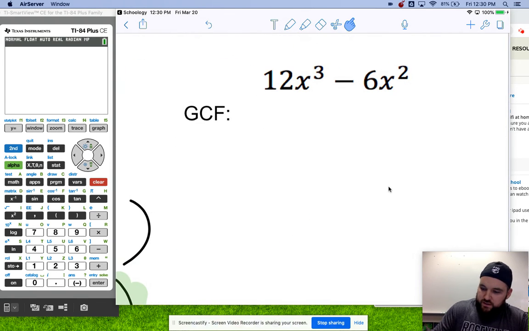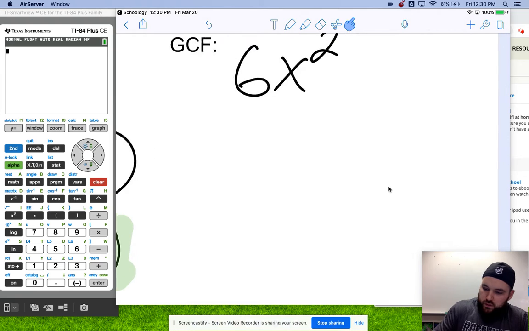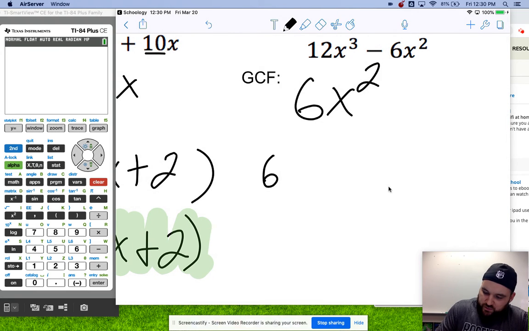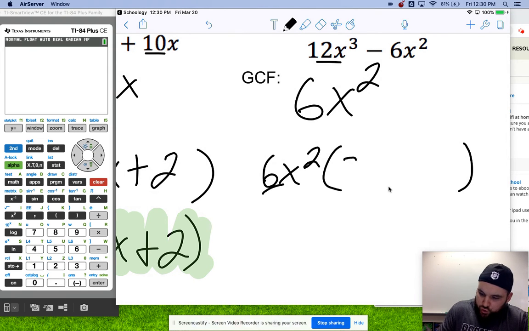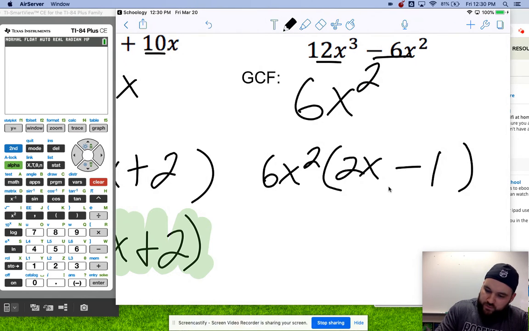And finally, 12x to the third minus 6x to the second. Well, 12 and 6 have a 6 in common, and they both have two x's that they could give out. Okay, so then my distribution problem is going to be 6x squared times what gives me my original back. 12 divided by 6 is 2, and there's one x remaining. Negative 6 divided by 6 is negative 1. There were two x's. I took both out as part of the GCF, so there are no x's remaining here. So it's just 2x minus 1. Okay, and this is our factored version of that.